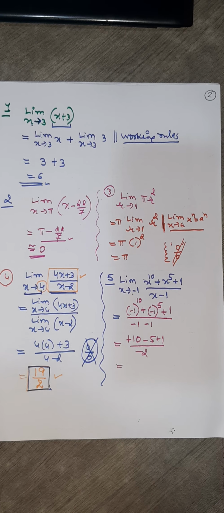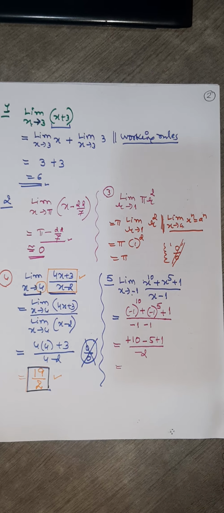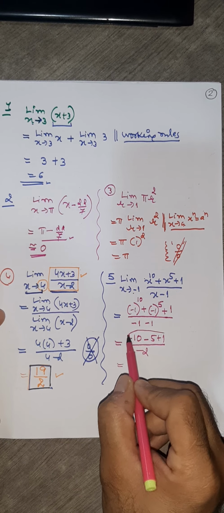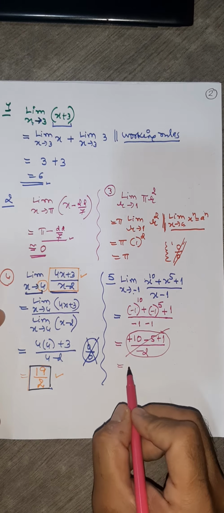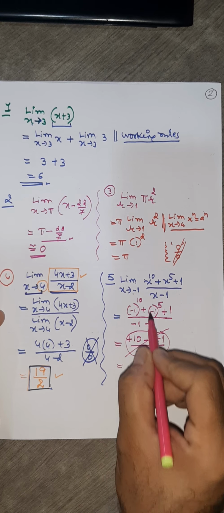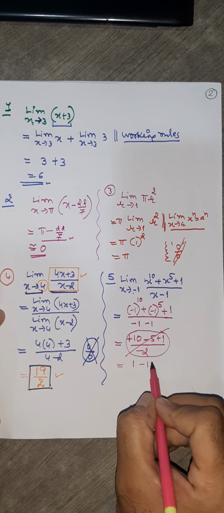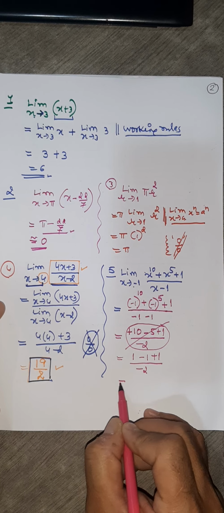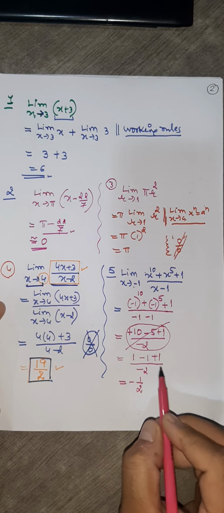So you get finally... I'm sorry, this is my mistake. This should be 1 here. This should be -1 here. This is +1 upon -2. So you'll get the -1 by 2.